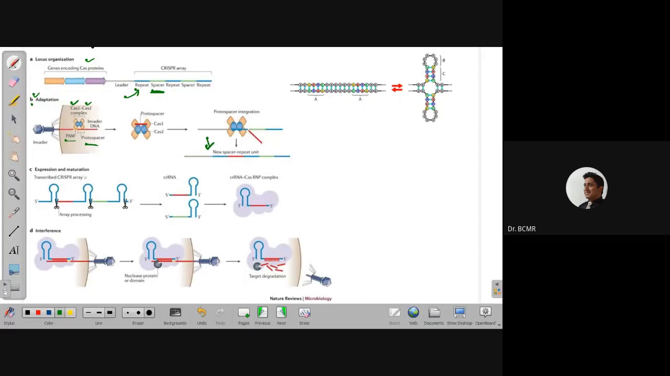Once that is done, there is expression and processing, finally generating CRISPR RNA and then CRISPR-Cas ribonucleoproteins, and then interference, as we know. So Cas1 and Cas2 are not involved in interference, they are rather involved in adaptation. Adaptation is the step where the DNA from the invading phage is taken and put into the CRISPR array.